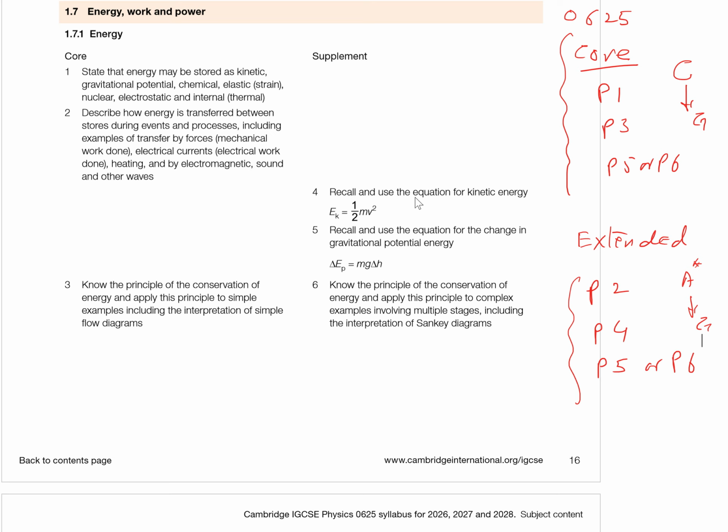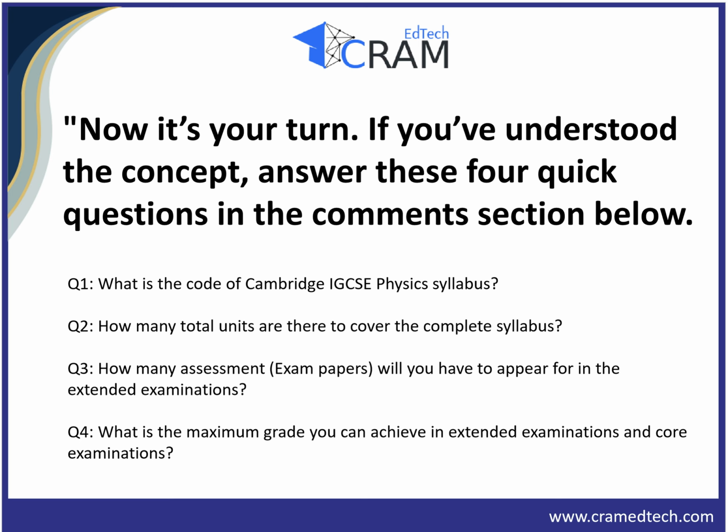Okay, at the end of the session, I would like to ask you if you got the complete idea of the syllabus, what exact syllabus is there. Then it is your turn. Please assess yourself; you can answer these questions. First question: what is the code of the Cambridge IGCSE Physics syllabus? Second, how many total units are there to cover the complete syllabus? Third, how many assessments are there when you are appearing for the extended examination? And what is the maximum grade which you can achieve in the extended examination and the core examination?